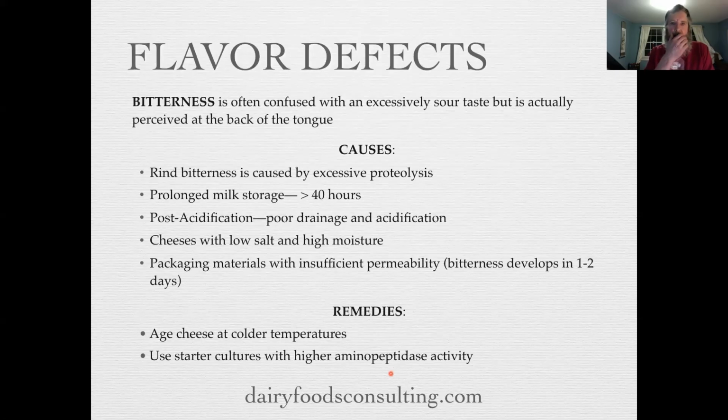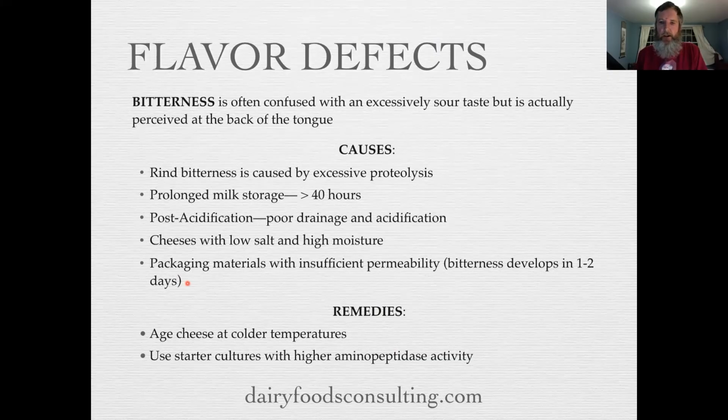Bitterness is generally proteolysis. So we're looking at milk that's been stored for quite a while, and that means we have higher loads of proteases in the milk. But also, again, we can get post-acidification leading to bitterness. And then cheeses with low salt, high moisture, they're prone to bitterness. And then packaging materials. That can cause bitterness to develop very quickly, especially in a bloomy rind.